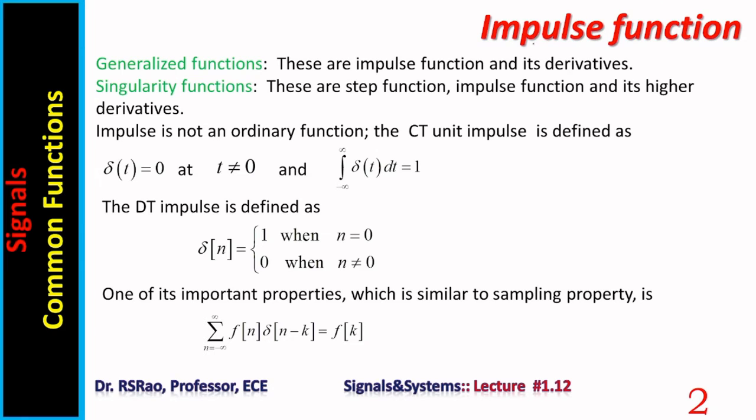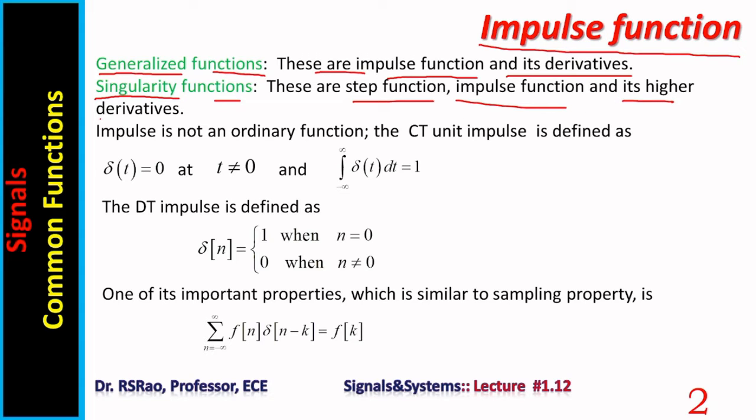To begin with, we consider the impulse function. Impulse function is a variant of pulse function. It is not an ordinary function or ordinary signal. It has certain special significance. To understand more about this function, consider two terms: generalized function and singularity function. What are generalized functions? These are the impulse function and its derivatives. Singularity functions are the step function, impulse function, and its higher derivatives.